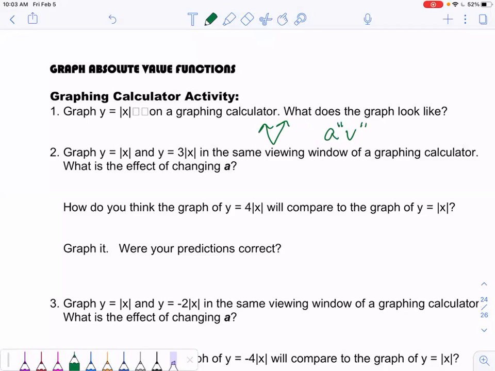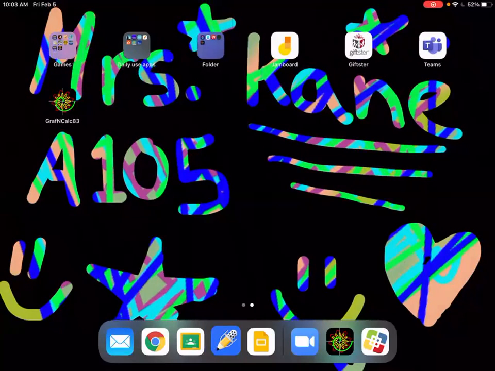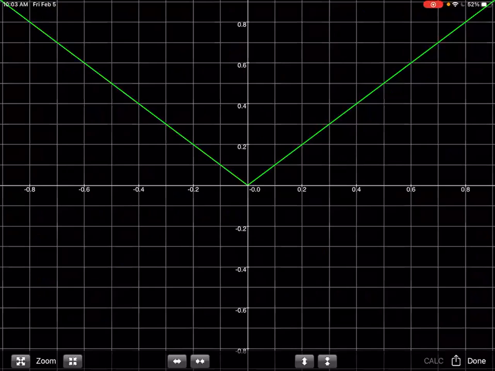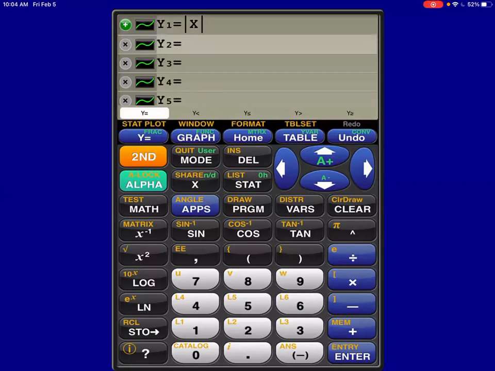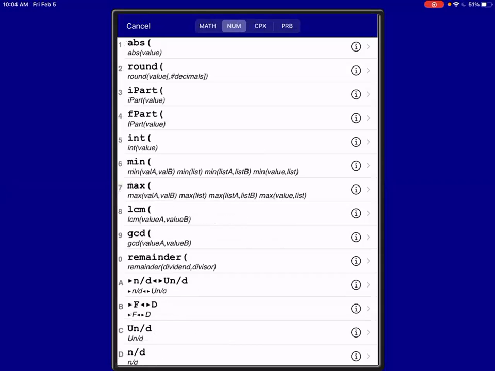So number 2, this says graph y equals the absolute value of x and y equals 3 times the absolute value of x in the same window of the calculator. So I'm going to do this for you if you want to try and follow along. I'm going to hit the done button, and by hitting done, it takes me back to my calculator. So I went back to y equals and I moved the arrow to y2. So they want us to use a 3. So I'm going to type in a 3. And then I'm going back to the absolute value of x.